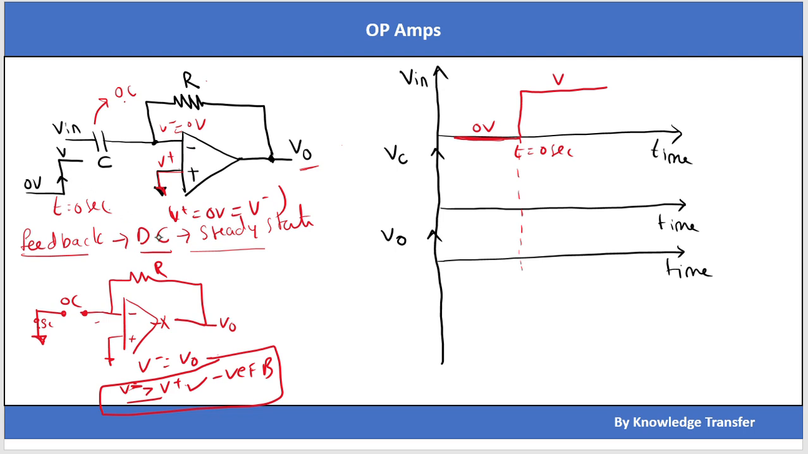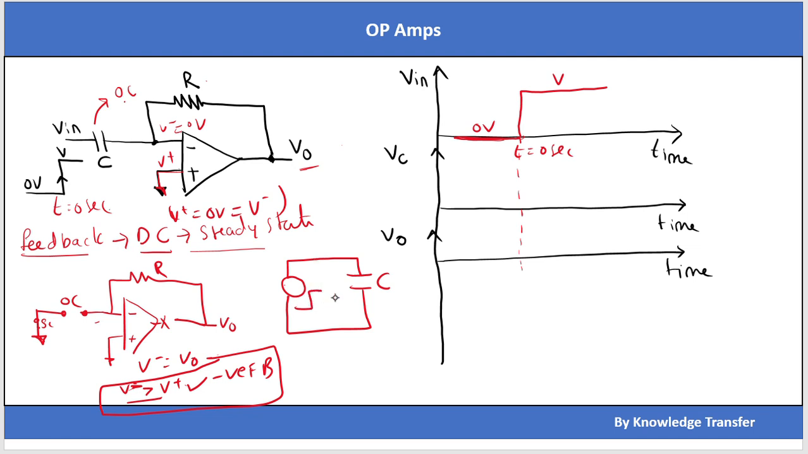So what we are doing is simply applying a step input to some capacitor. If I redraw the circuit, it will look like this. This is some capacitor, and this is some step input.